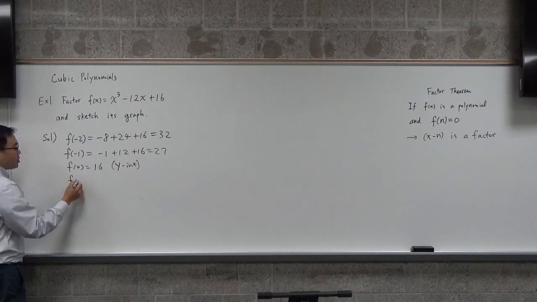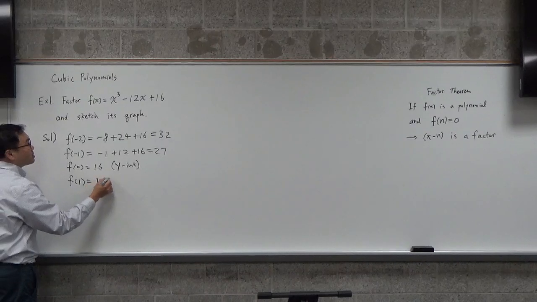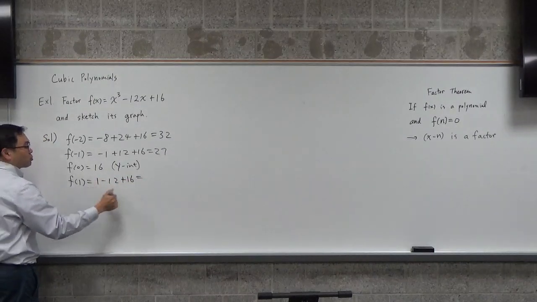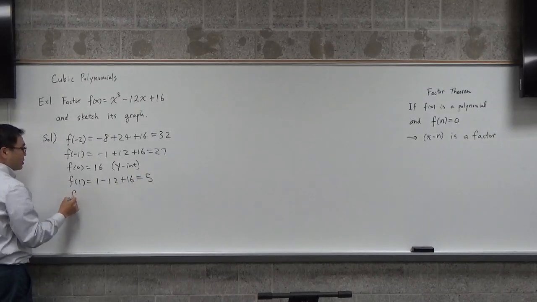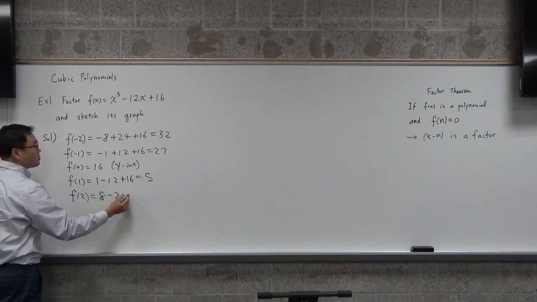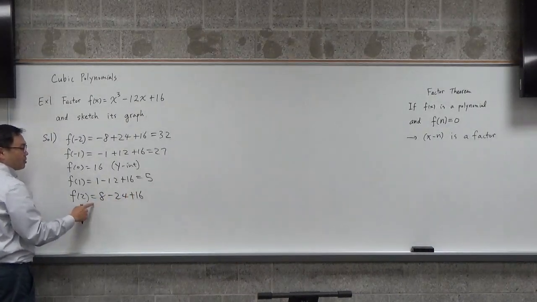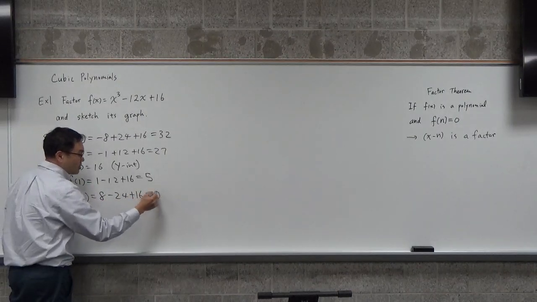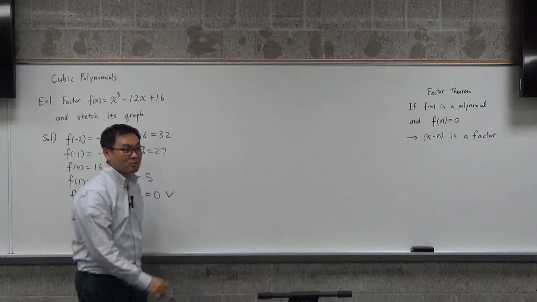And then f of 1 is 1 minus 12 plus 16. 16 minus 12 is 4. 4 plus 1 is 5. And then f of 2 is 8 minus 24 plus 16. Oh, 8 plus 16 is 24. 24 minus 24 is indeed 0. Bingo. We have a 0.